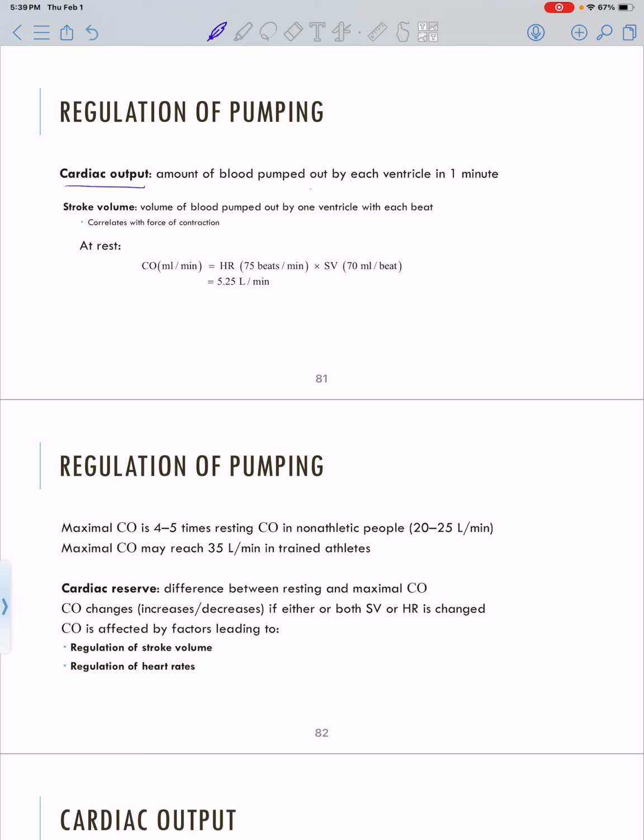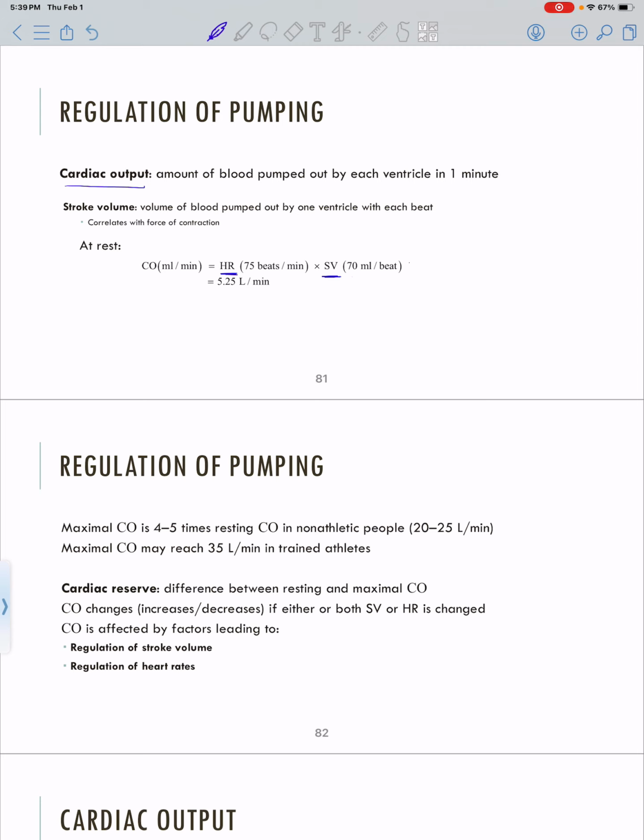This is the amount of blood pumped out by each ventricle in 1 minute. How do we find out how much blood is pumped out by each ventricle in 1 minute? We have to find out how many beats there are per minute, so that's our heart rate, and how much volume each ventricle is pumping out with each beat. That's our stroke volume. Our average heart rate is about 75 beats per minute, and our average stroke volume for each ventricle is about 70 milliliters of blood that it's going to pump out with each beat.